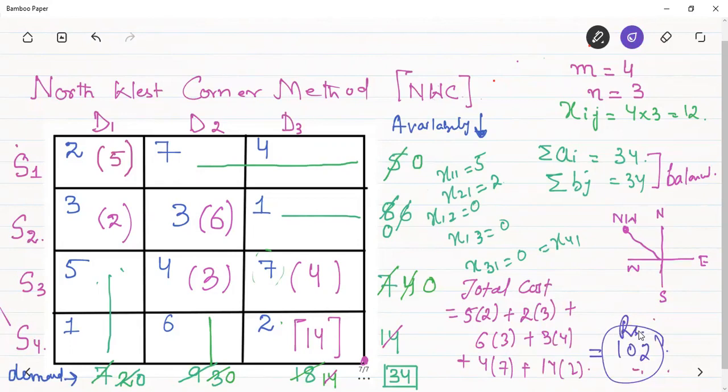You can see which decision variables got a positive value: x11 is 5, x21 is 2, x22 is 6, x32 is 3, x34 is 4, and x43 is 14. The remaining cells were not allocated, so their xij will be 0. So it's sufficient for today.